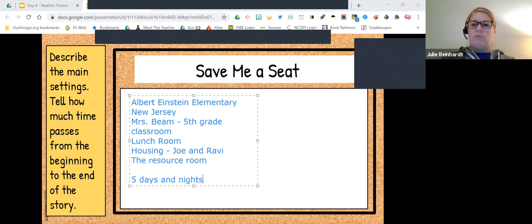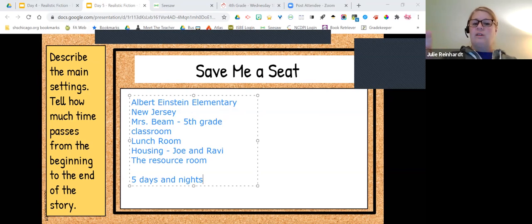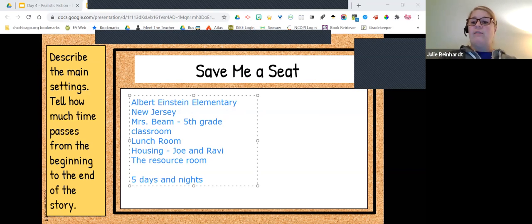So do you see what I mean about choosing both the location, the place? So New Jersey, within New Jersey, we're at this elementary school. Within the elementary school, we're in the 5th grade classroom, and we're also in the lunchroom and the resource room. And as far as how much time passes, we have 5 days and 5 nights, starting on Monday, the first day of school, until that following Friday.